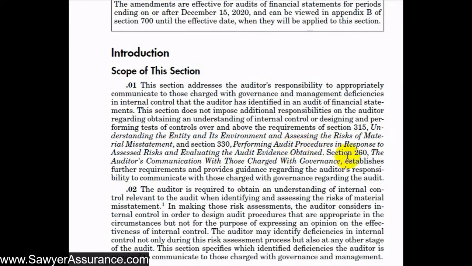And so AUC Section 260, as we saw in the prior video series, explains to us the requirements and what we need to communicate to those charged with governance. But this particular AUC section tells us what we need to communicate to management regarding their internal controls and any deficiencies we might have noticed throughout the audit.